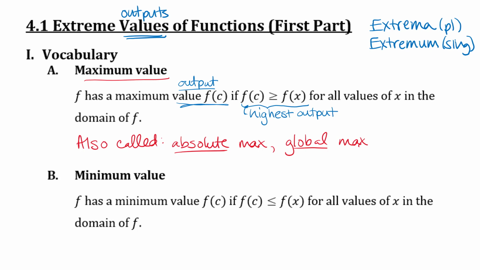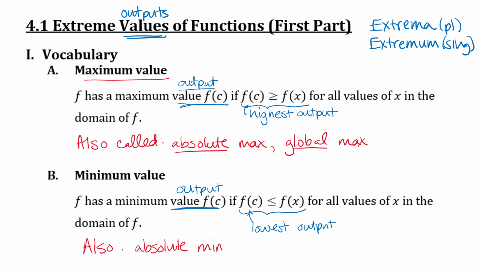All right, and then similarly, we have another definition that's just the opposite direction. So f has a minimum value, f of c, so again that's an output, if that output, f of c, is less than or equal to all the other f of x for all values of x in the domain. That's saying that this f of c is the lowest output for the entire function. Similarly, we also sometimes talk about this as an absolute minimum, I'm just going to abbreviate that min, or a global minimum. So a lot of vocabulary there, but we're just talking about the highest output or the lowest output for the entire function.